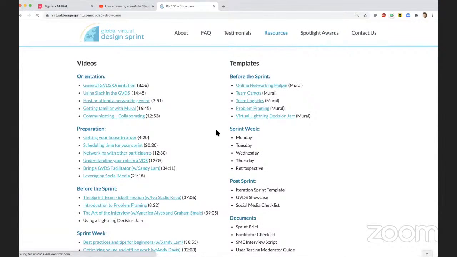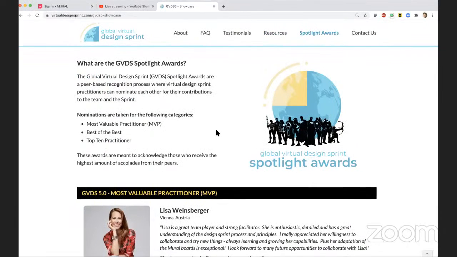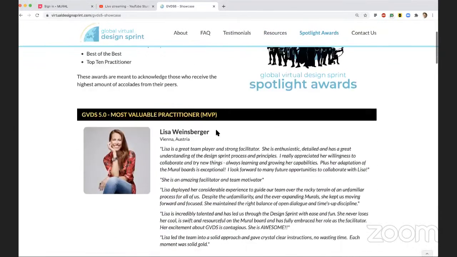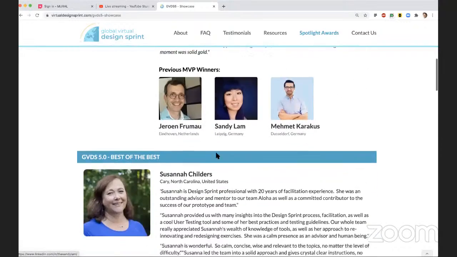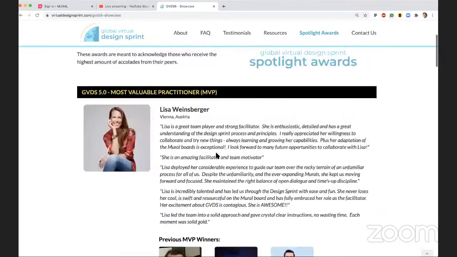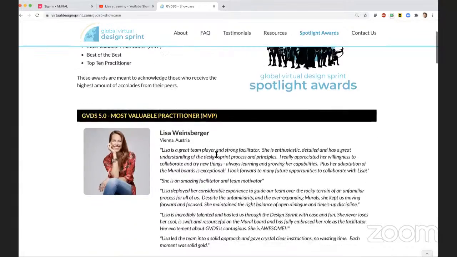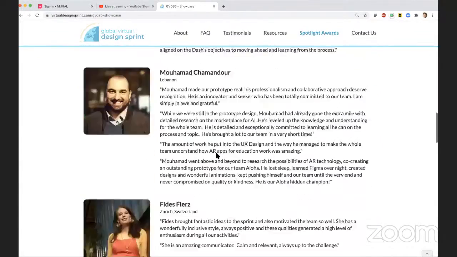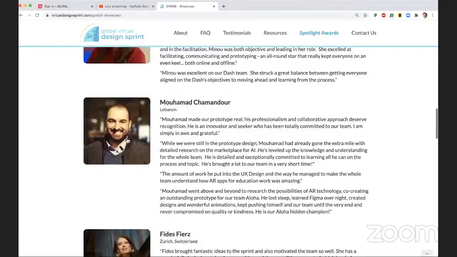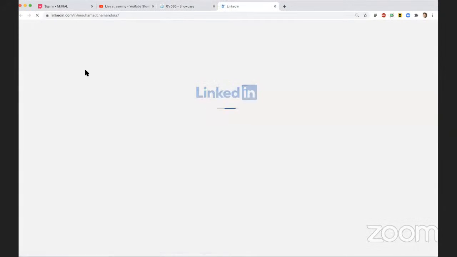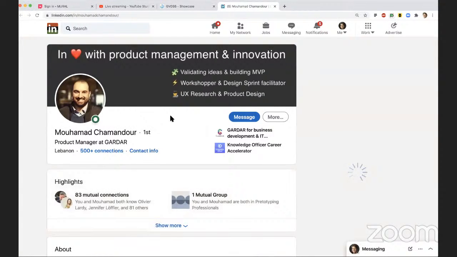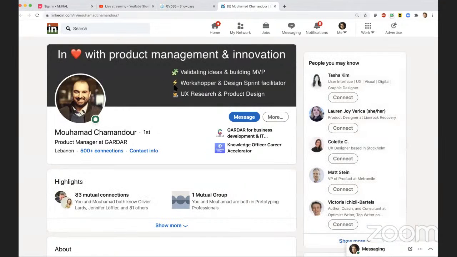If you want to look at who's won awards in this particular event, they're all here on the Spotlight Awards. These are people that have won awards that were awarded by their peers and not by me. This is by the people that they worked with on their teams. And all of these are linked. So if you go to Mohammed and check out his particular LinkedIn profile, they're all linked on the website so you can check out who's who.